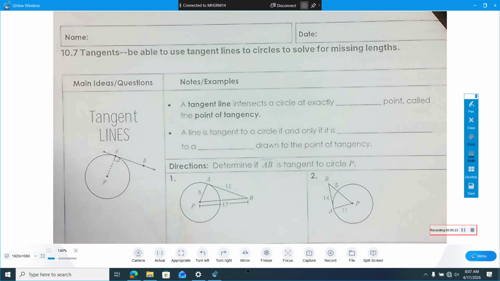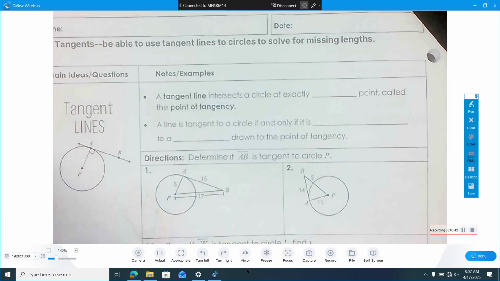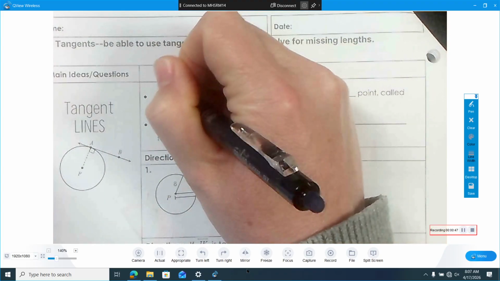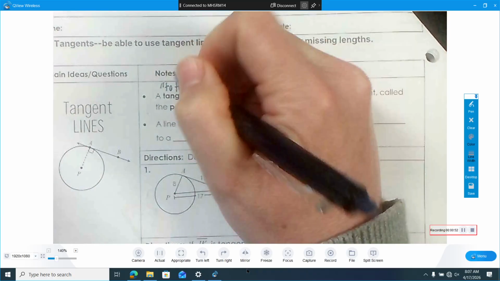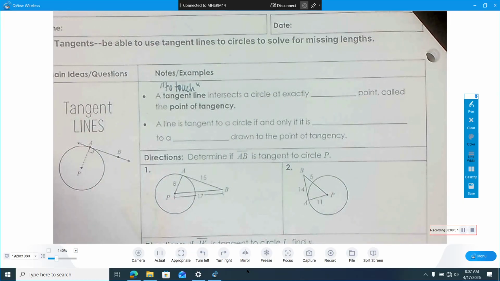All right, today we're talking about tangents. We want to be able to use tangent lines, tangents to circles, to solve for missing lengths. And this is probably one of the most important things about circles and lines. The word tangent literally translates to touch, T-O-U-C-H. So tangent means to touch.